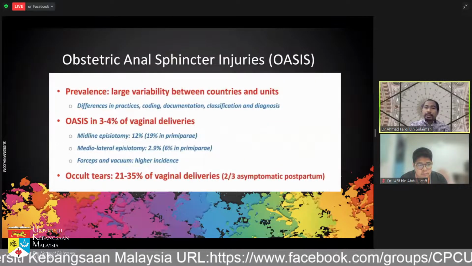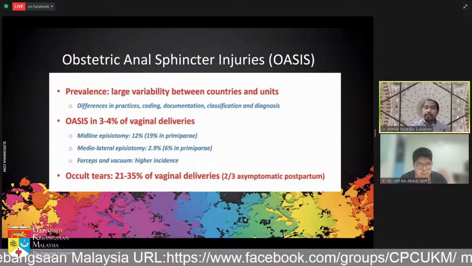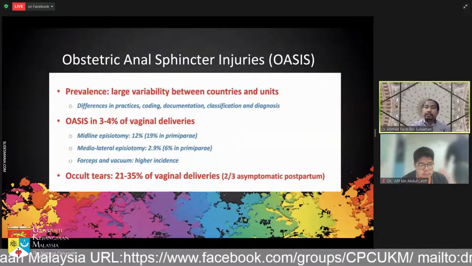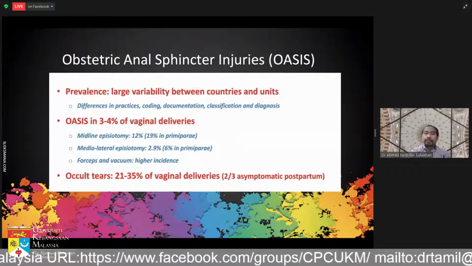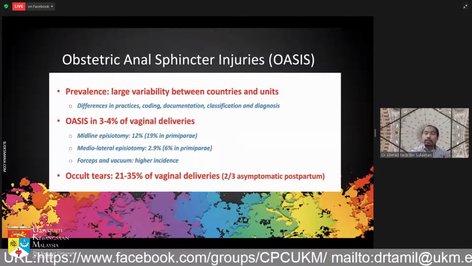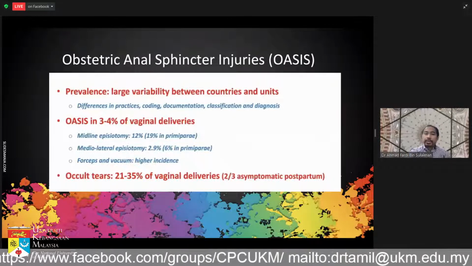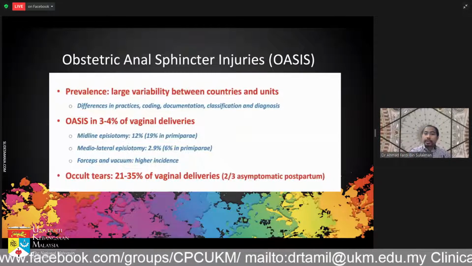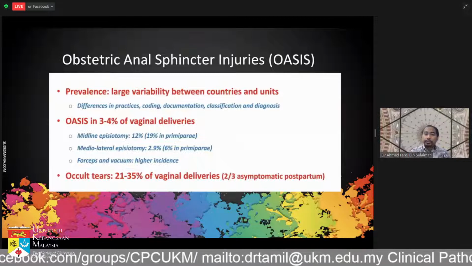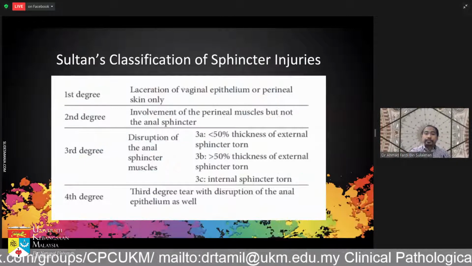For obstetric anal sphincter injury, OASIS, the prevalence is largely variable between countries and units, and OASIS mainly happens in about 3 to 4% of vaginal deliveries, whether they do the midline episiotomy, mediolateral episiotomy, or instrumental delivery.